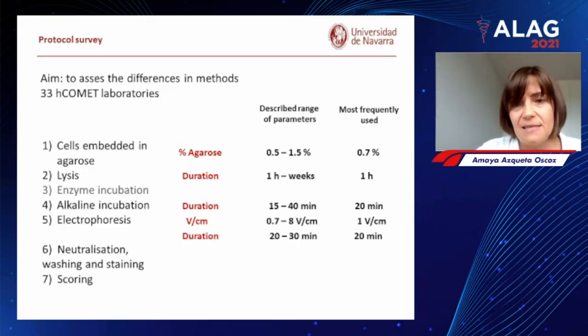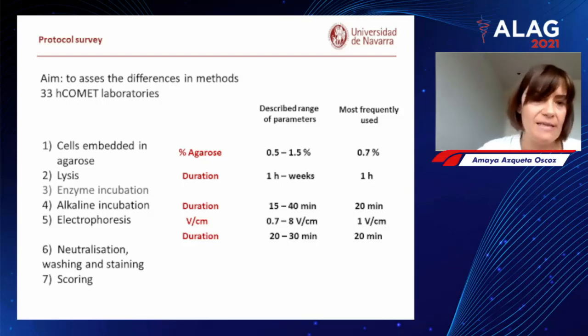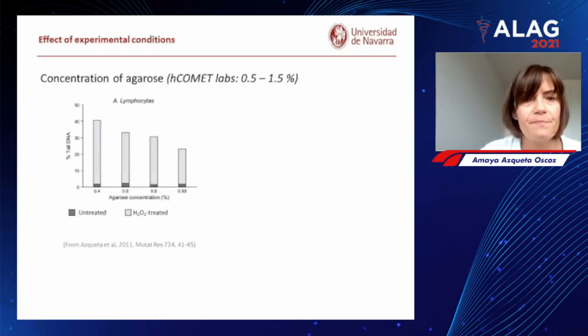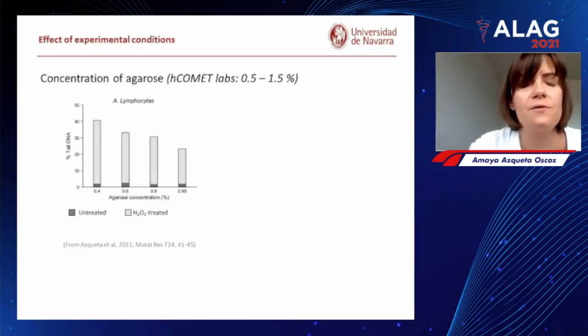And this is just some examples. Neutralization and washing were made differently, staining was made differently, even scoring was made very differently. So how can all these differences in the protocol affect the COMET assay outcome? In the next slides, I'm going to give you some examples to answer this question. So let's start with the concentration of agarose.